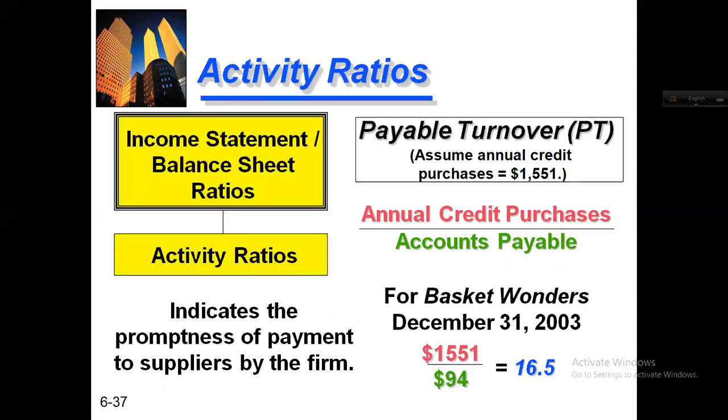And that is payables turnover, the second activity ratio: annual credit purchases divided by accounts payable. Annual credit purchases are 1,551 divided by 94, so we get 16.5 times. That indicates that our payment frequency in a year is 16 times. That indicates the promptness of payment to suppliers by the firm and also the financial soundness of the firm.